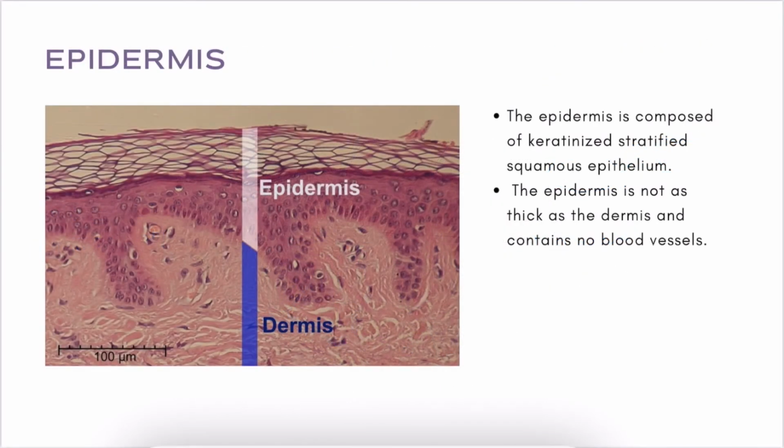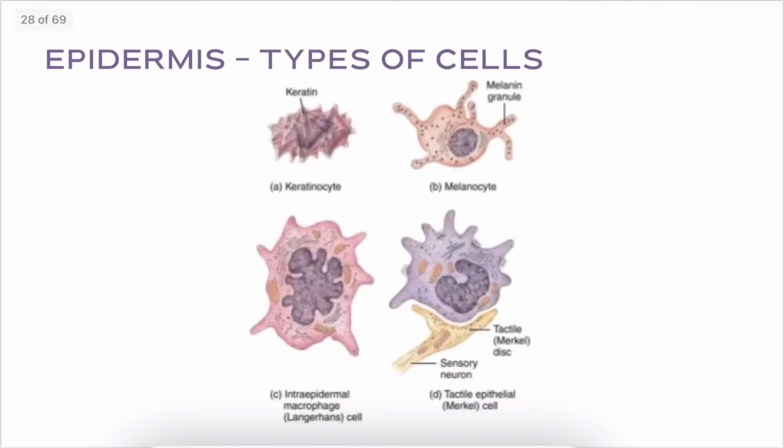Okay, we're starting off with the epidermis first. So this is our epidermis. This receives nutrients and excretes waste products by the diffusion of substances between the epidermis and the capillaries of the dermis. Let's now talk about the types of cells of the epidermis.